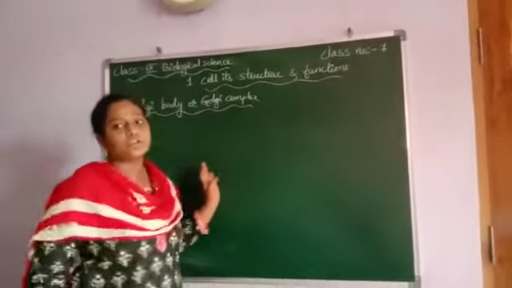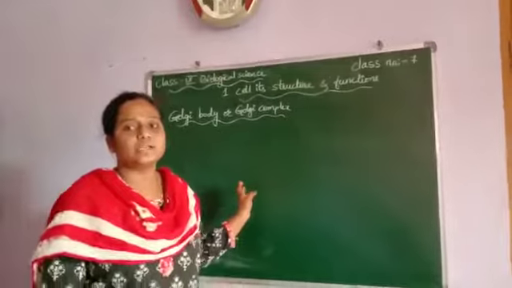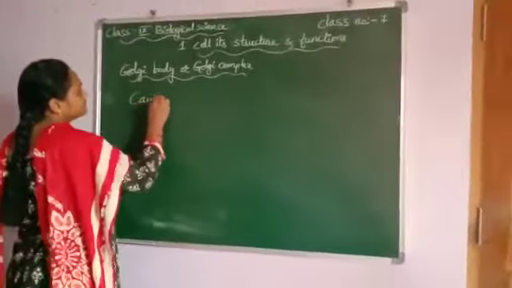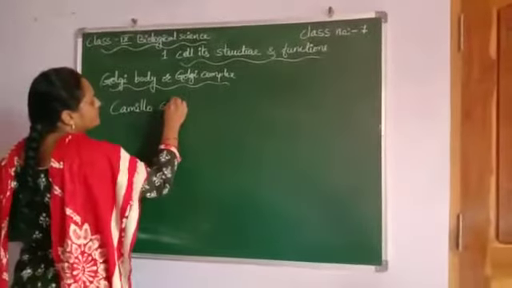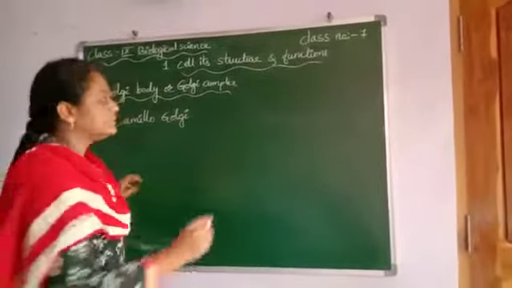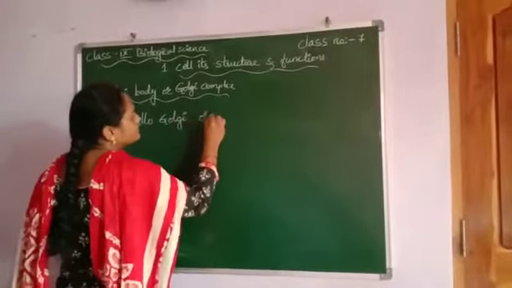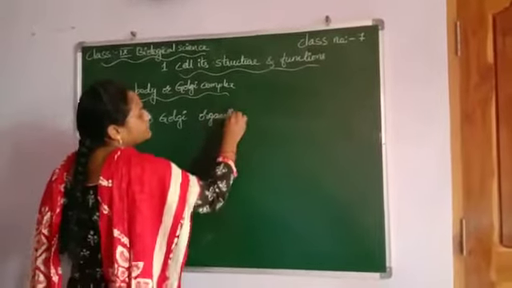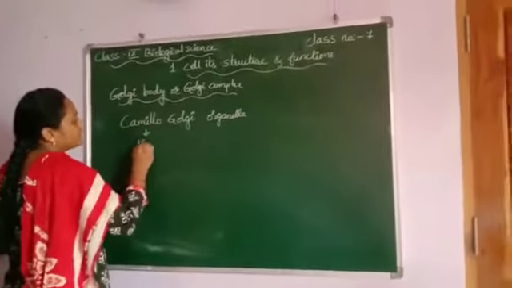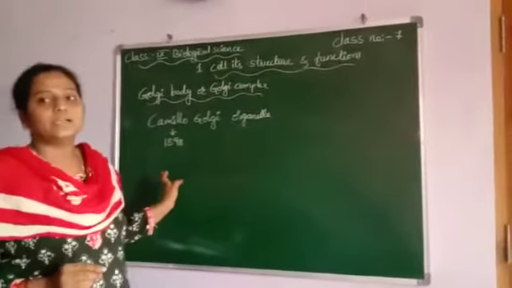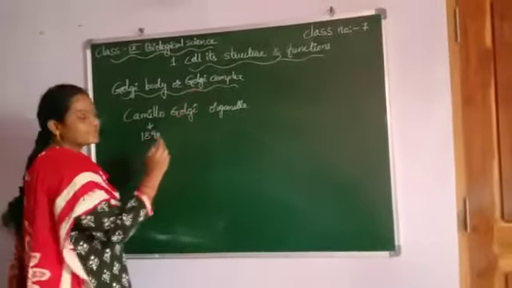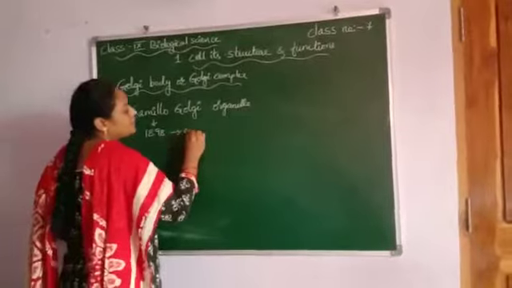In this Golgi body or Golgi complex, Camillo Golgi observed that this is actually an organelle. He observed this in the year 1898, using a compound microscope. So he observed the Golgi complex by using a compound microscope.